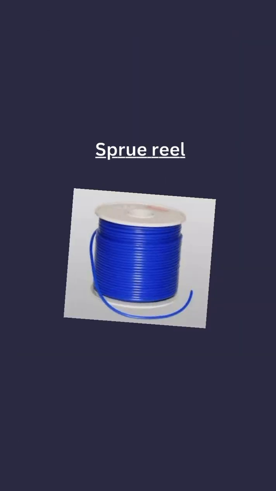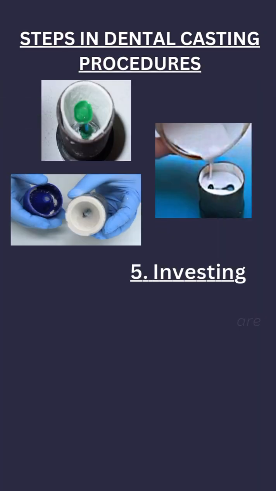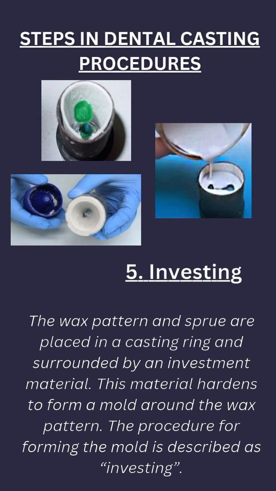Example of a sprue former. Investing: a wax pattern and sprue are placed in a casting ring and surrounded by an investment material. This material hardens to form a mold around the wax pattern. The procedure for forming the mold is described as investing.